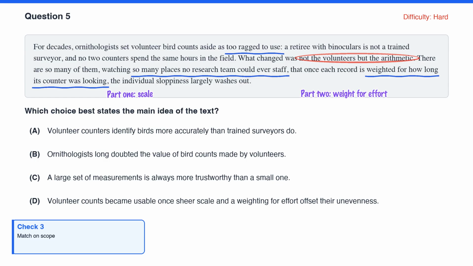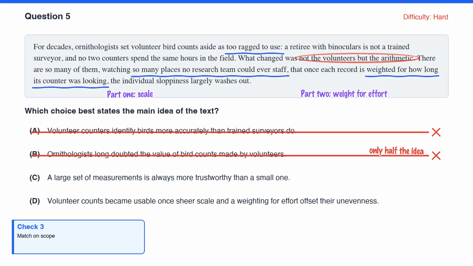A says volunteers identify birds more accurately than trained surveyors. The passage says the sloppiness cancels across many records, which is nearly the opposite. Cross it off. B says ornithologists long doubted volunteer counts. True, and it is the setup the passage exists to overturn. Half an idea. Set it aside.